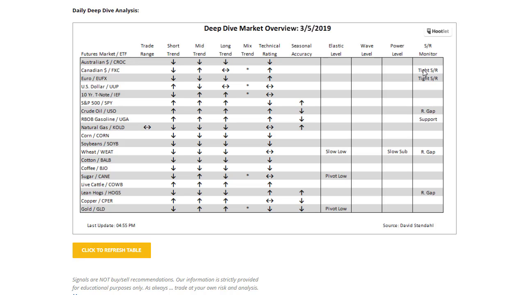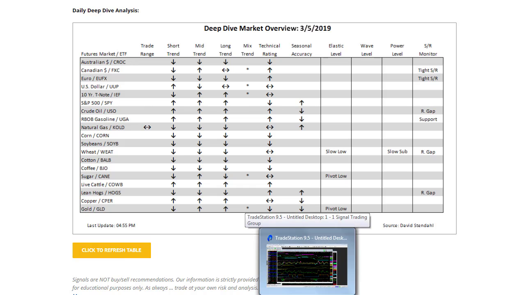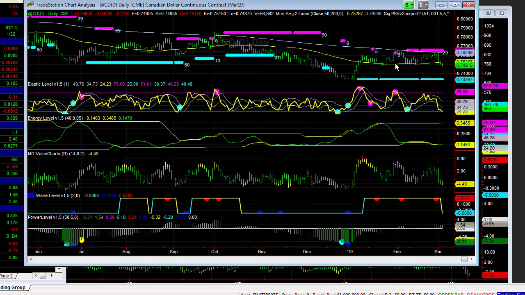And if you scroll all the way to the right here, the tight support resistance is the emphasis that we're going to be looking at tonight. That's what, I think, is really going to make the point here. So here are the daily charts for Canadian dollar. This is the futures, not FX.